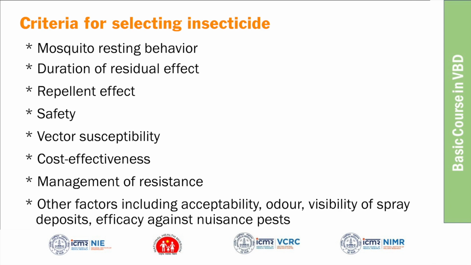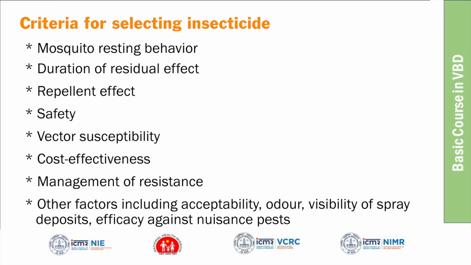So efficacy, duration of the residual effect, it should not have any repellent effect because otherwise the vector will not come inside the sprayed houses. It will have contact with the insecticide. Then safety to the non-target organism, particularly safety to the human, children, and other domestic animals. Then the vector susceptibility: the target vector should be susceptible to the insecticide you are selecting.